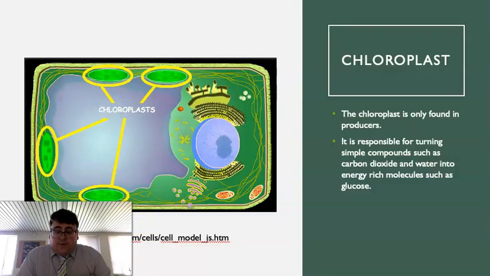Moving on, we're talking about chloroplasts. Chloroplasts are only found in plants. We can see there's a plant cell here that you've labelled before. Chloroplasts are responsible for turning simple compounds like water and carbon dioxide into energy, like glucose. That's because plants don't eat like humans and animals, so they need to create their own energy, and they do that through photosynthesis, which takes place in the chloroplasts.